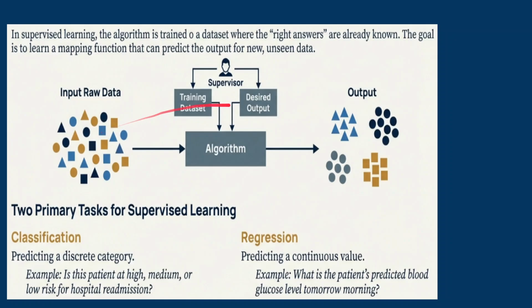Now it has collected the things into different categories. This is one type. Okay.